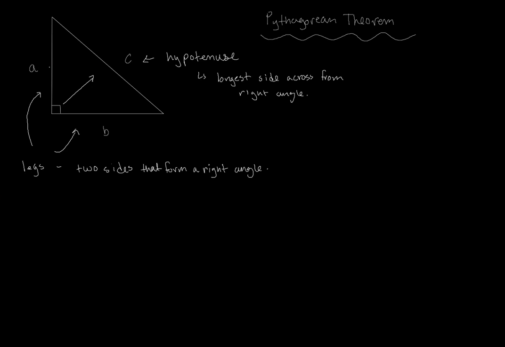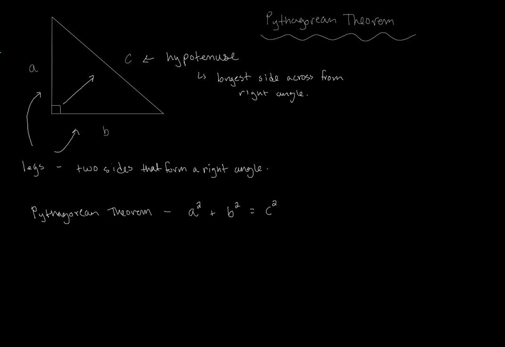But let's assume for a second that I knew the measure of side A, and I knew the measure of side B, and I wanted to know the measure of side C. The Pythagorean theorem allows me to take the square of the measure of side A, add that to the square of side B, and the sum of these two should equal the measure of side C squared. So A squared plus B squared equals C squared. That is the Pythagorean theorem.